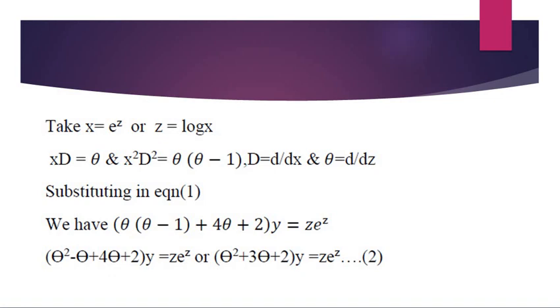Substituting all these values in equation 1, we have theta into theta minus 1 plus 4 theta plus 2 into y is equal to z e power z. After simplification, we get theta squared plus 3 theta plus 2 into y is equal to z e power z. So this is equation 2.